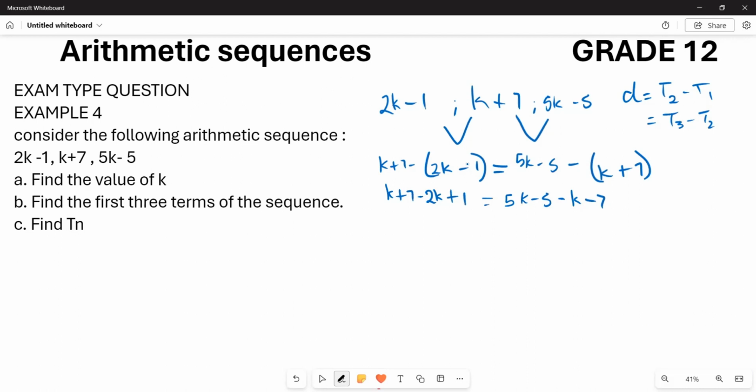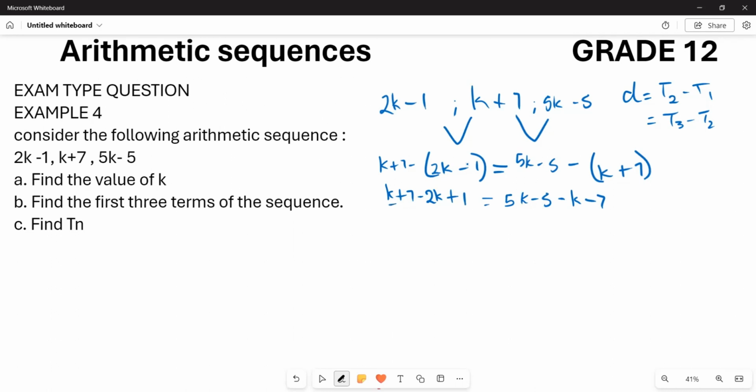We are going to collect our like terms. When we are collecting our like terms, we can take all the k's this side. Remember, 5k subtract k is going to give you 4k, so you are going to take it to this particular side. But before we do that, let's simply solve this any further, right?